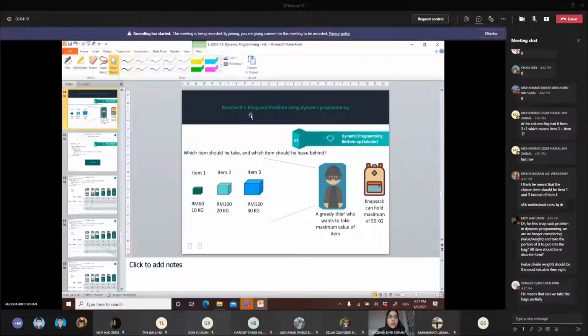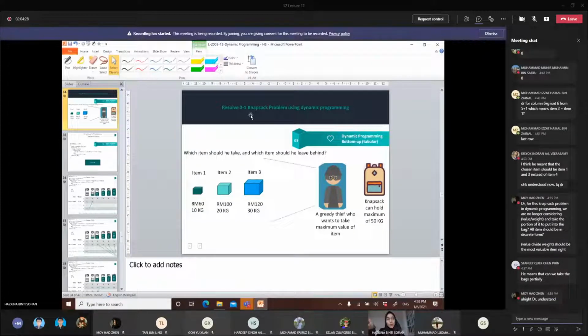Okay, Stanley means that we can take the bag partially. That one is the fractional knapsack. Remember, the knapsack problem has two types. One is 0 to 1, take it or leave it. The other is the fractional knapsack problem, the one where we can cut items. It can also be solved using dynamic programming, because the fraction gives more value. Like Moy said, we weigh it by value divided by weight.